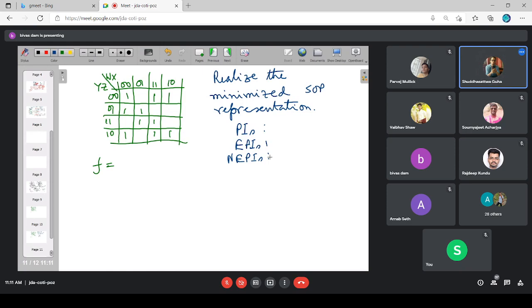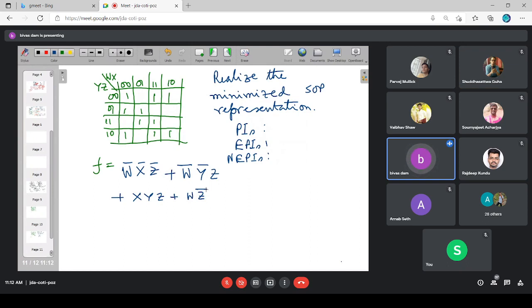Sir, W complement X complement Z complement plus W complement Y complement Z plus XYZ plus WZ complement. I do not know whether this is correct or not. Let us collect some other answers, then I will try.